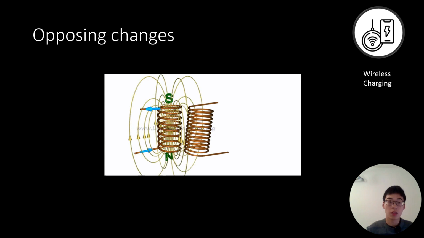And similar things apply when the current changes its direction, when it's from downwards to upwards. The previous case was from upwards to downwards. We will generate an opposing current. In this case, the source current is pointing upwards, and the resistive current generated is pointing downwards.